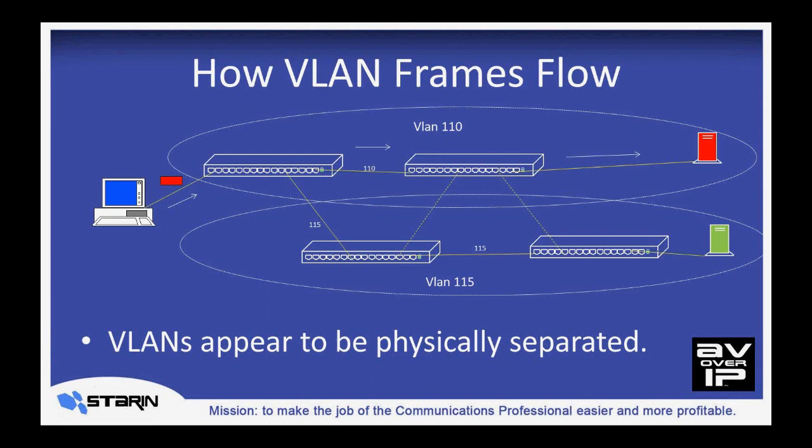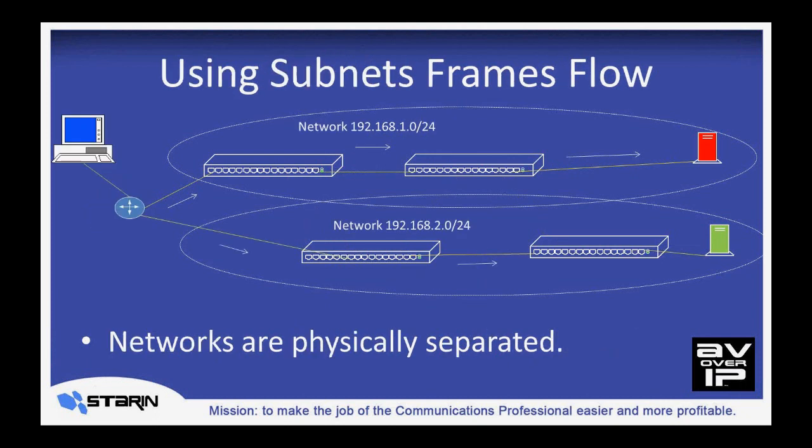So in this case, I've got a packet that's going to go to the red server, and it's going to follow this path because it's on VLAN 110. I have a green packet. It's going to follow a different path because it's on VLAN 115. A VLAN is not the same thing as a subnet. This is one subnet, but it's two separate VLANs. I could make it two separate subnets, but there's no need to.